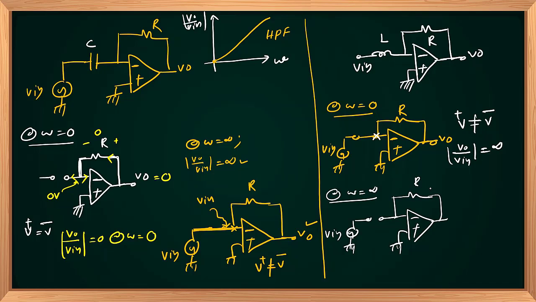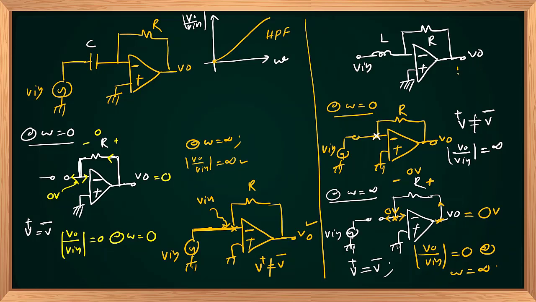At omega equal to infinity, the inductor acts as an open circuit, with negative feedback through the resistor R from V out. Hence V plus equal to V minus is valid in the circuit. V plus is equal to 0, hence V minus is also at 0. There is no current flowing into the op amp, and no current flowing through the open circuit, hence there is no current flowing through R, and no drop across R. Hence this potential and this potential are the same because there is no difference between these two nodes, hence V out equal to 0 volt. That implies V out upon V in, its magnitude, equals 0 at omega equal to infinity.